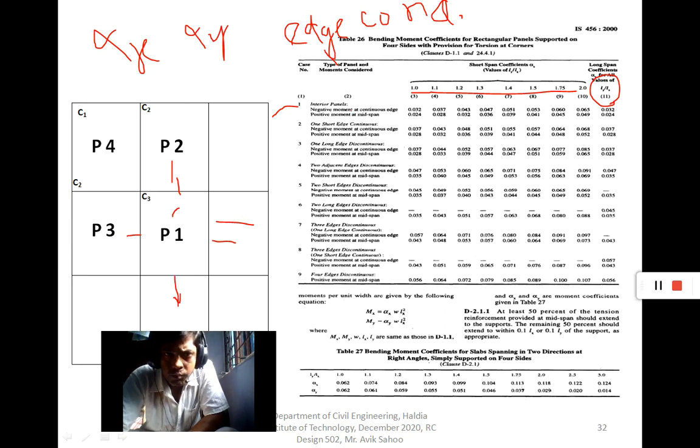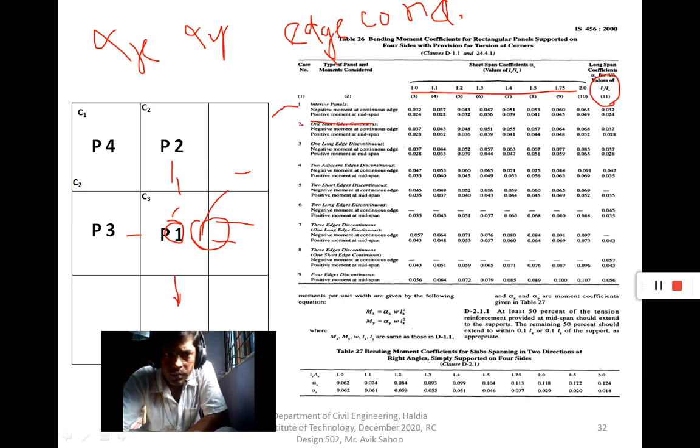And for the negative moment at a continuous edge, you know that as this panel is continuous over the support, due to the continuity the negative moment is developed in the support region. So the negative moment is developed at the support, and on the span the positive moment is developed. That's why the negative moment coefficient given is the hogging moment, and you have to apply the steel at top, whereas the positive moment takes place on the span.